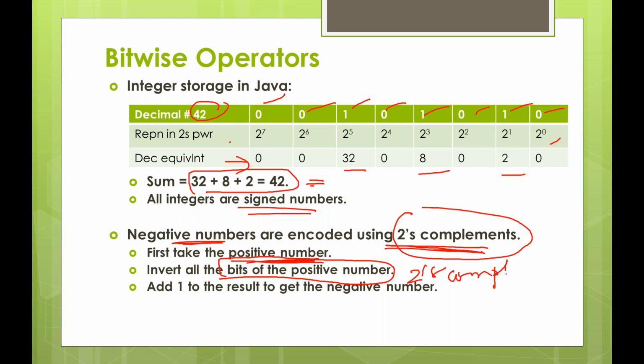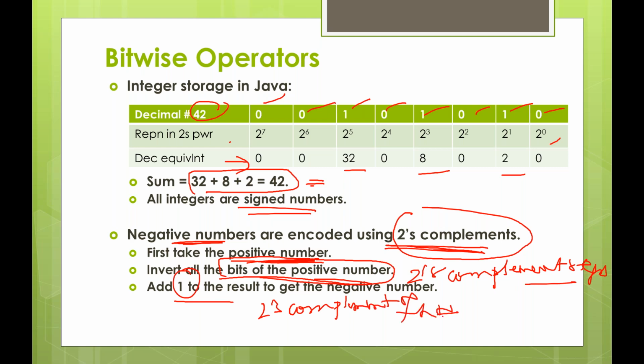2's complement steps: invert all the bits of the positive number, and then add 1 to that result. That is when we get the 2's complement of a number.